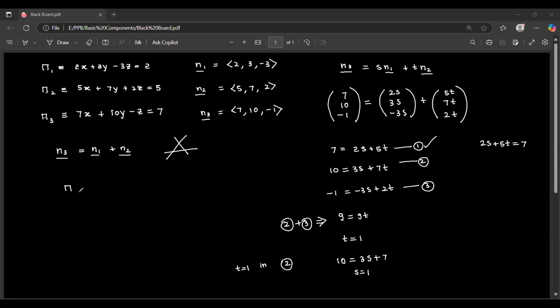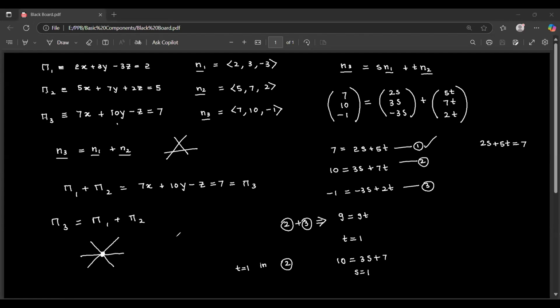Okay, let's see what pi 1 plus pi 2 equals. Pi 1 plus pi 2 is equal to 7x plus 10y minus z equals 7. Surprise, surprise, that is equal to pi 3. That is given as pi 3. So the thing is, pi 3 can be given as phi 1 plus phi 2, which means they intersect at a single line. They are intersecting like this, where this is a single line.